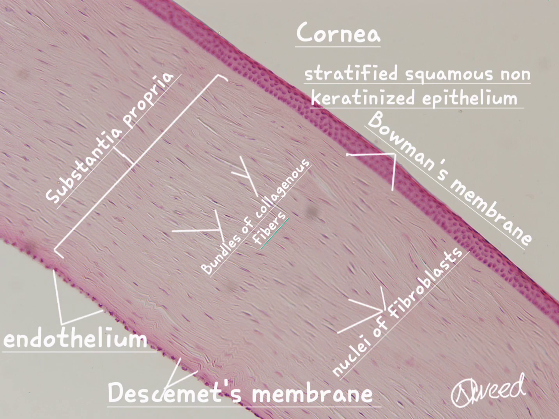Descemet's membrane, also called posterior limiting membrane, is thin layer which appears homogeneous. It is composed of very fine collagenous fibers. Corneal endothelium is layer of simple squamous epithelium.